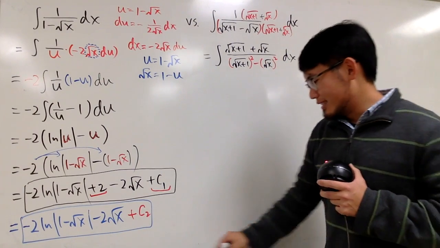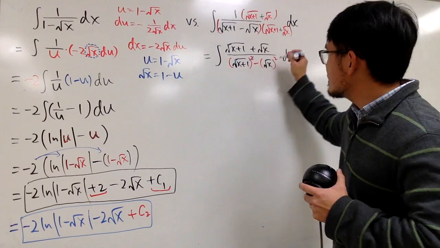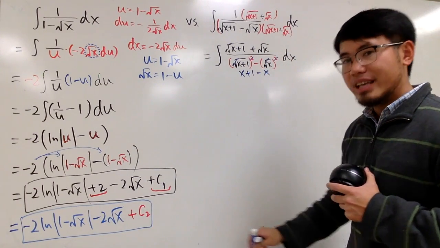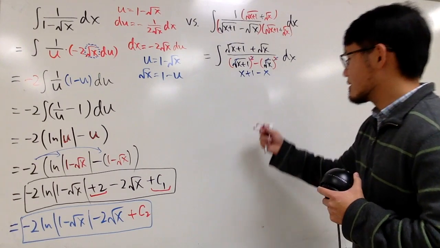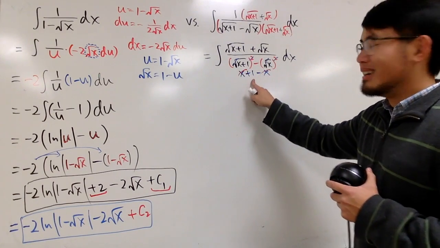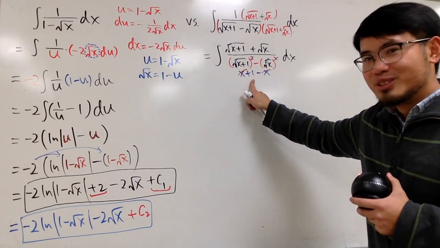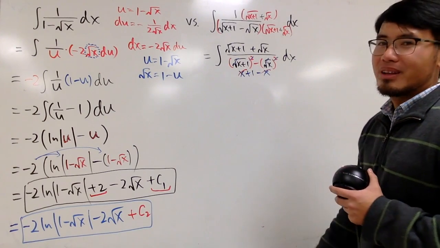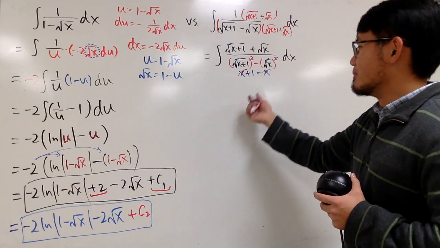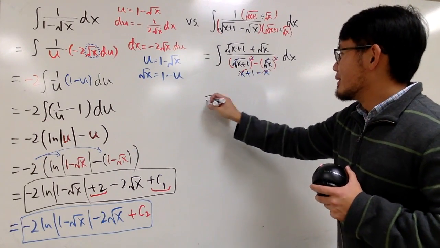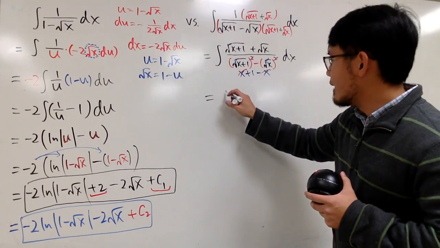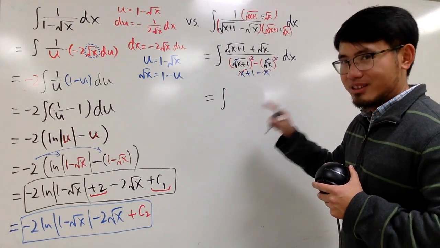This is so nice because this and that cancel, this and that cancel. You just get x plus 1 minus x, and then x minus x cancel. So on the bottom, you pretty much just have 1. That's it. Nothing else, just 1. So when you divide this by 1, you don't have to worry about the 1. So now you have the integral. This now is much better.